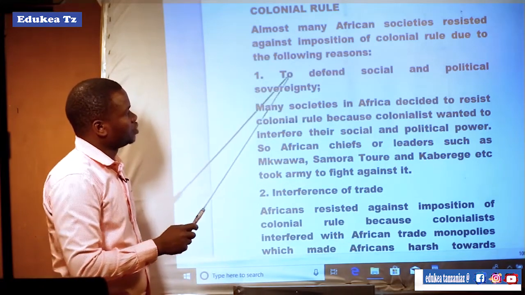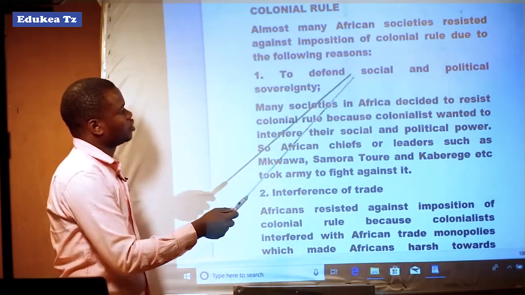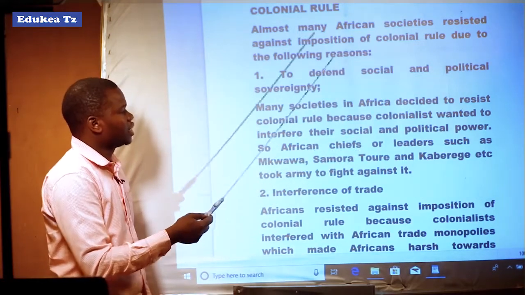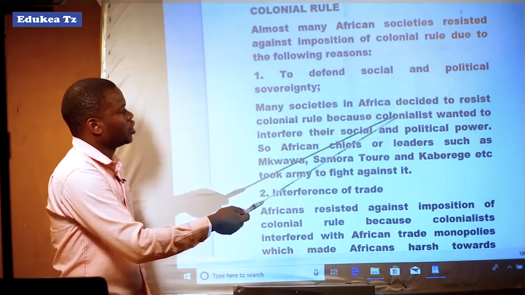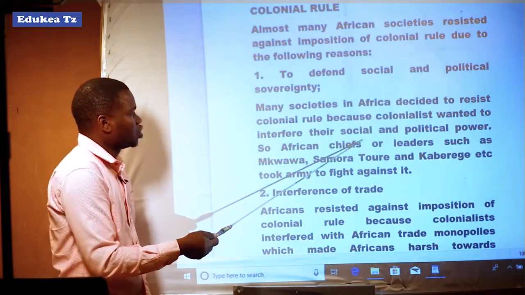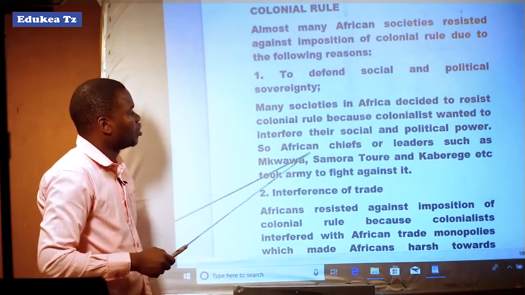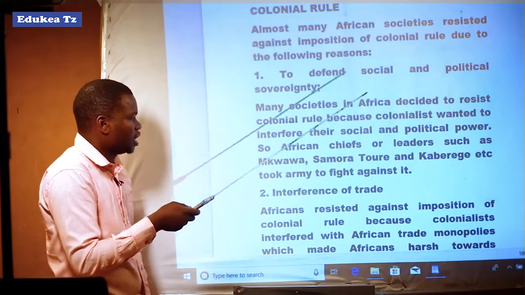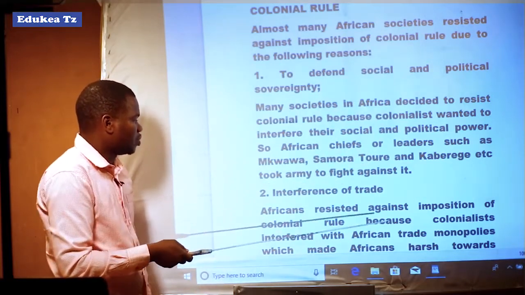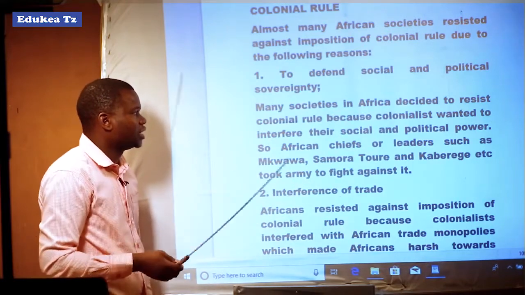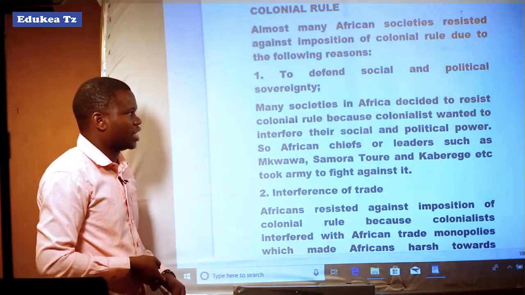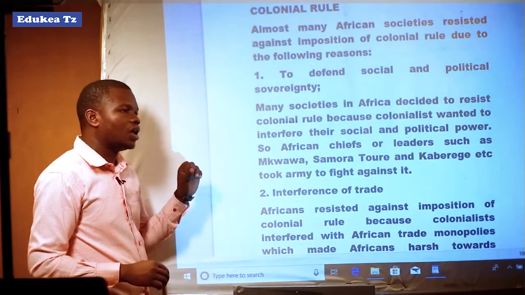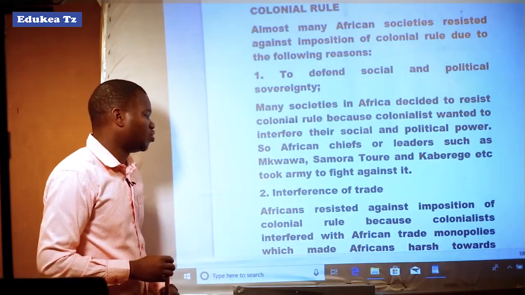Reason one was to defend social and political sovereignty. Many societies in Africa decided to resist colonial rule because colonialists wanted to interfere with their social and political power. So African chiefs or leaders such as Mkwawa, Samuel Tore, and Kabarega and so forth took armies to fight against it in order to defend their social and political sovereignty, which were lost under the colonial control.